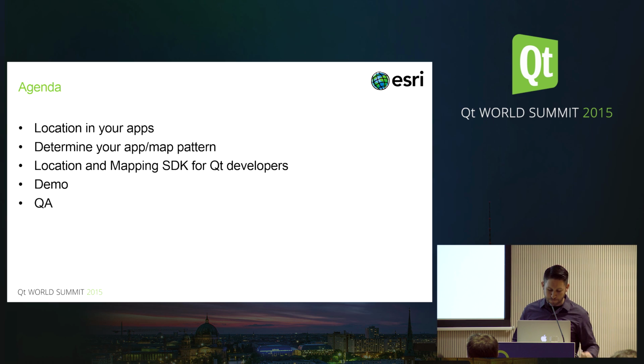So looking at our agenda, we're going to go over location in your apps, why it's important, determining your app map pattern, how the map fits into your app, whether it's a new app or existing applications, and the location and mapping SDK for Qt developers. And we'll go through a quick demo and I'll show some code using our API. And then we'll save the questions and answers at the end. I know we're probably a little short on time, so if there's not enough time, come catch myself or Eric Bader, Elvin Slavic. We're from ESRI. We'll be at the ESRI booth up in the expo.